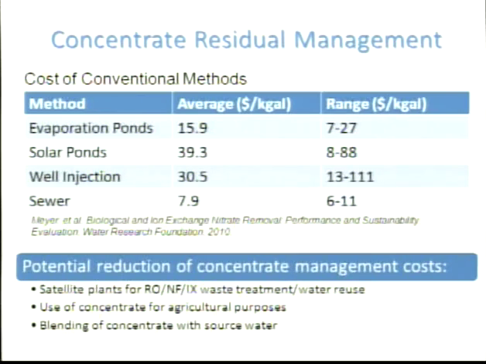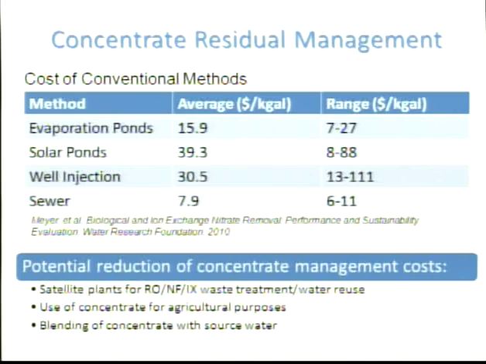I just wanted to summarize for you concentrate residual management costs so that you kind of put it in perspective. Evaporative ponds, solar ponds, and by evaporative ponds, I don't mean just exposed to the sun. You actually have spray, well injection, and back to the sewer. So you see that the costs can be quite different. And it depends on the location, and that's why it's hard to pin it down and say this is going to be the cost. So you need to look at it on a site-by-site basis.